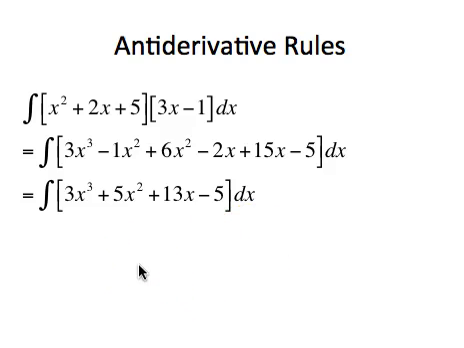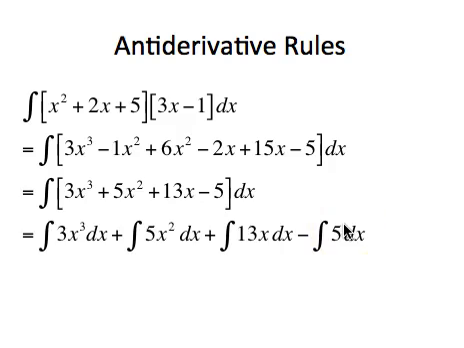And we're here. So we have the antiderivative of 3x cubed plus 5x squared plus 13x minus 5 with respect to x dx. Antiderivative of the first piece plus antiderivative of the second piece plus antiderivative of the third piece minus antiderivative of the fourth piece. And then we can pull the constants out in front. Pull the 3 out in front, pull the 5 out in front, pull the 13 out in front.